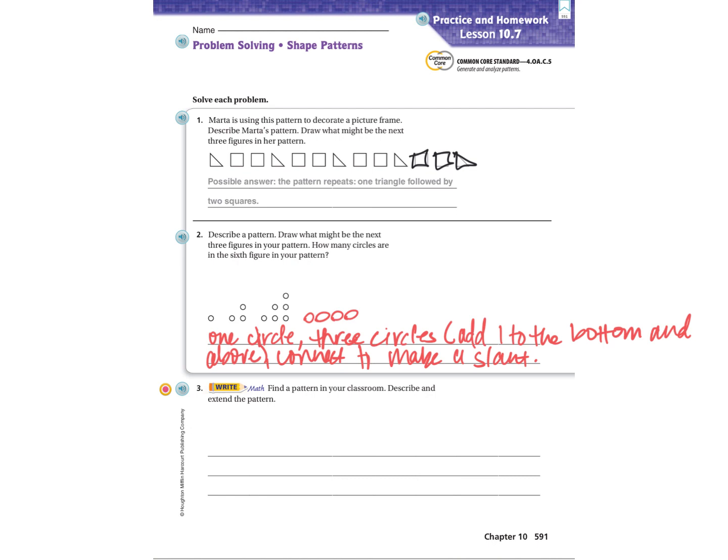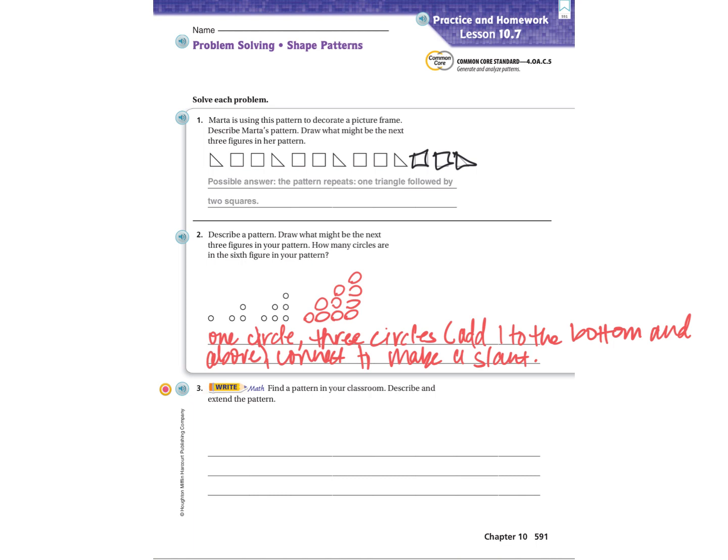How many going up? So 1, 2, 3, 4. And then 1, 2, 3, 4 going up. Okay, so 1, 2, 3, 4. And connect to make a slant. So this one's going to have 3. This one's going to have 2. All right, so there's 1. Are we done yet? No. No, it said the next 3, right?